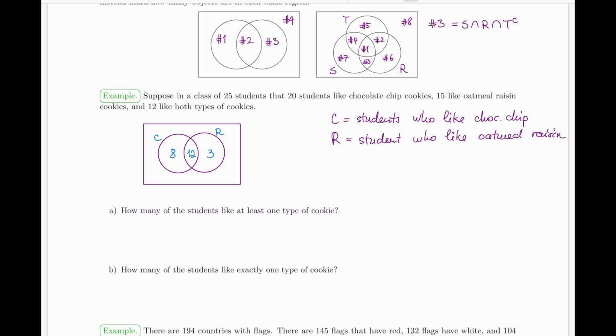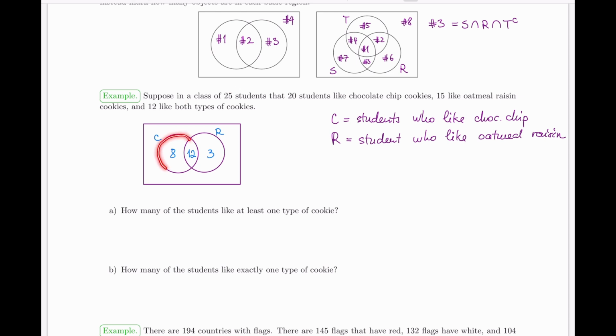Have I used up all of the information altogether yet? Well, I haven't placed this number 25. So there are 25 students in the entire class. So do they all like chocolate chip or oatmeal raisin or whatnot? What can I do with this 25?